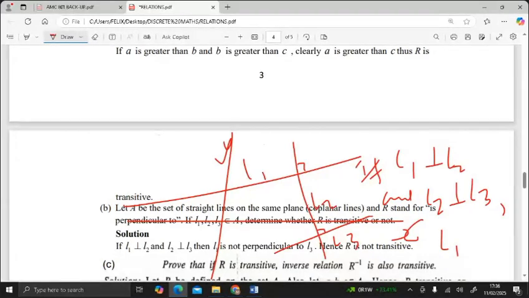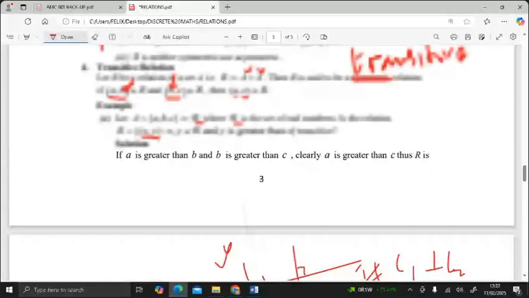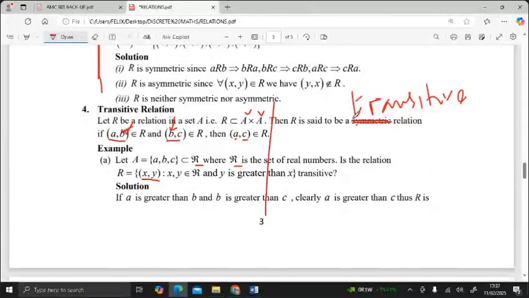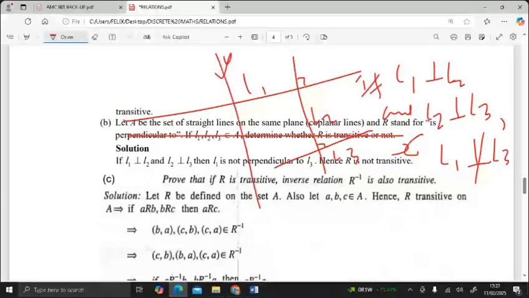Now, is L1 perpendicular to L3? See, this is how we write L1 is perpendicular to L2. This symbol here represents perpendicular to. If that is the case, and L2 is perpendicular to L3, L1 is not perpendicular to L3. It is not perpendicular to L3, as we can see here.